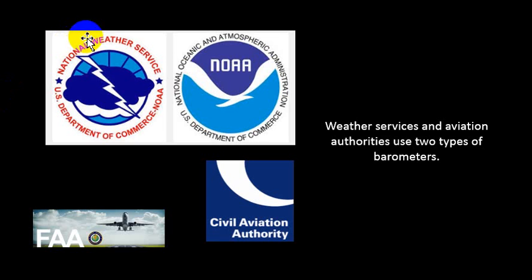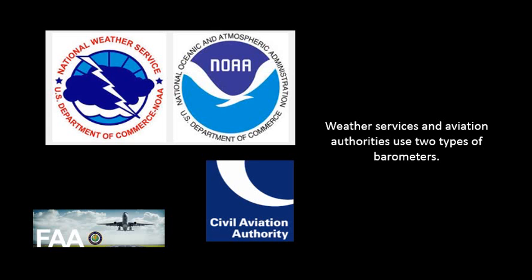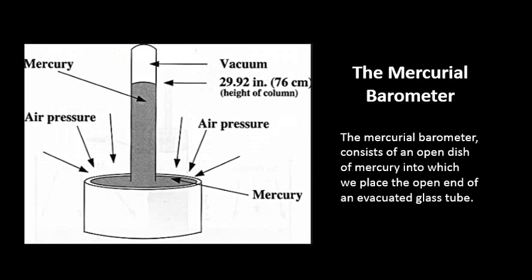Now, weather services, we have the National Weather Service, we have the National Oceanic and Atmospheric Administration. They make all our charts and maps in aviation. The Federal Aviation Administration and the Civil Aviation Authority. These weather services use two types of barometers that this guy came up with. The mercurial would be one, this one, and we talked about how that worked.